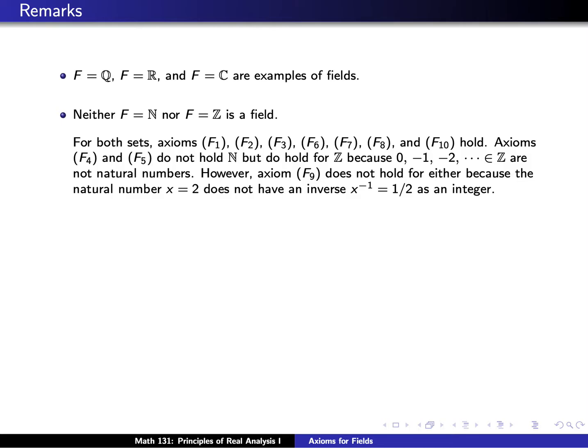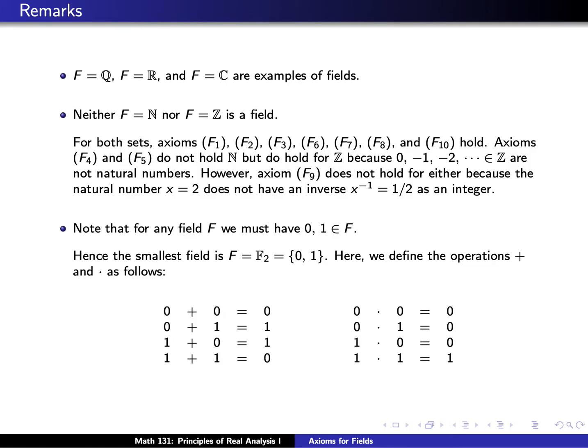F4, you'll recall, is the additive inverses. That is, if I have a natural number, its negative does not exist as a natural number. F5 is the idea of 1, that is, a multiplicative identity. Unfortunately, F5 certainly does not hold either. Similarly, for the integers, F9 does not hold, that is, multiplicative inverses, because the natural number 2 is an integer, but the inverse, 1/2, is not an integer. So we see that neither the natural numbers nor the integers form a field.